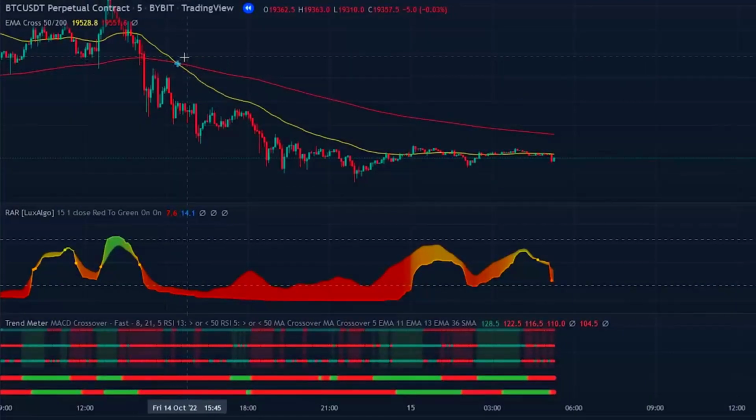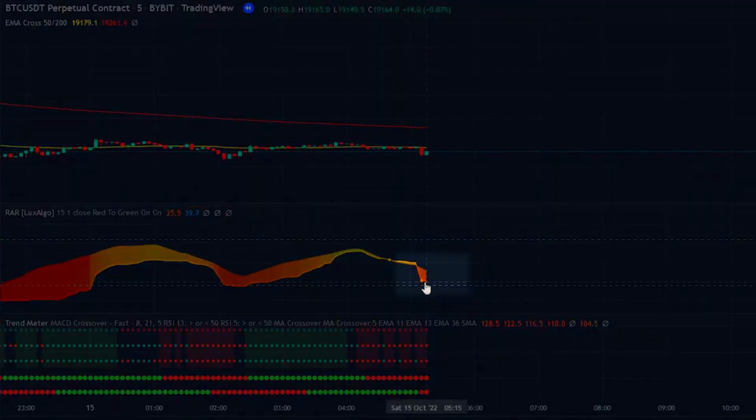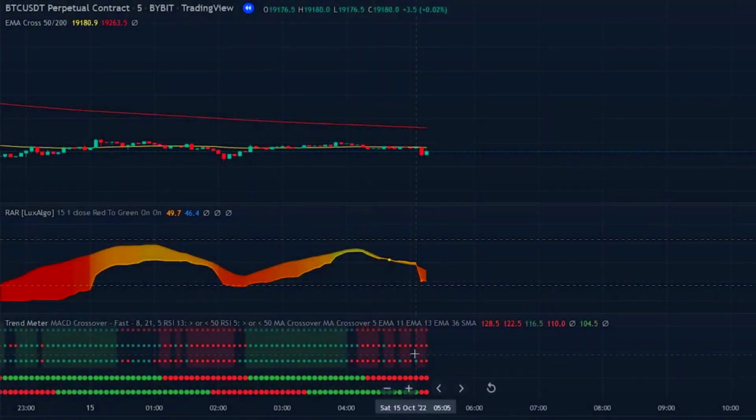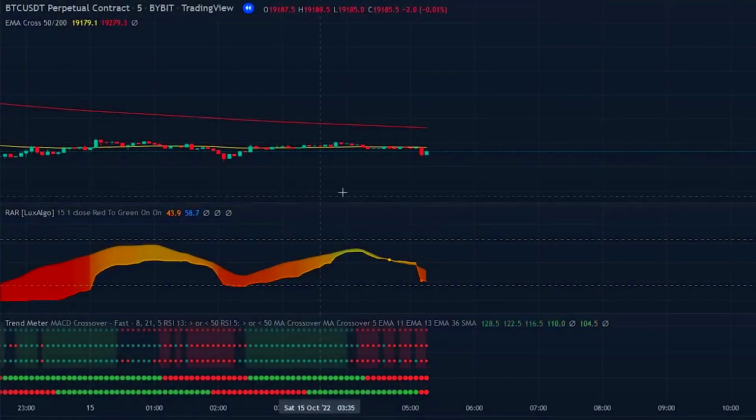Firstly, the 50 and 200 EMA must have crossed to the downside, indicating that we are currently in a bearish market. Secondly, we will need to check the Rainbow RSI indicator. We can see that a circle was printed and the Rainbow RSI is pointing to the downside. This again indicates that bearish momentum has entered the market. Lastly, we need to check the trend meter and make sure that all the dots on the trend meter are red. This is also the case, so this means that all the conditions were met. Knowing this, we will enter into a short position.